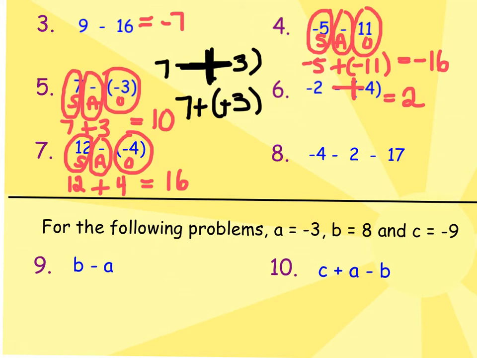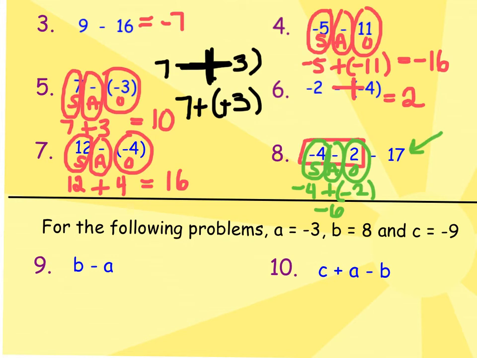Okay, and the last one here, number 8. When you have more than 2 integers, what I would recommend you do is first solve the first part of the problem and use SAO if you have to. So if we have -4 minus 2, that is a SAO problem because it is a subtraction problem. So if we have SAO, this is really going to be -4 plus -2. So let's go ahead and figure out what that equals. -4 plus -2 is -6.